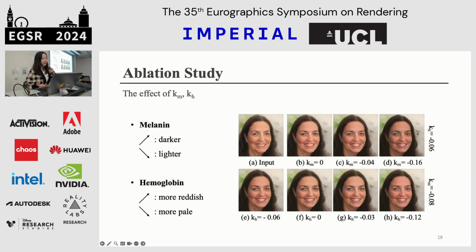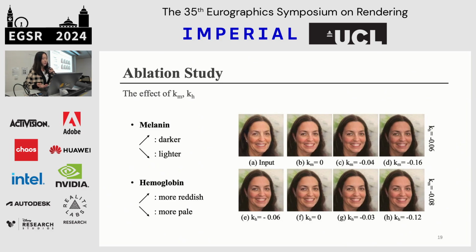We choose the same values for the decrease of melanin and hemoglobin parameters as previous work, but these two parameters can be changed to other values to have different effects of aging. So here is an example. The input image is 60 years old and the target image is 30 years old.